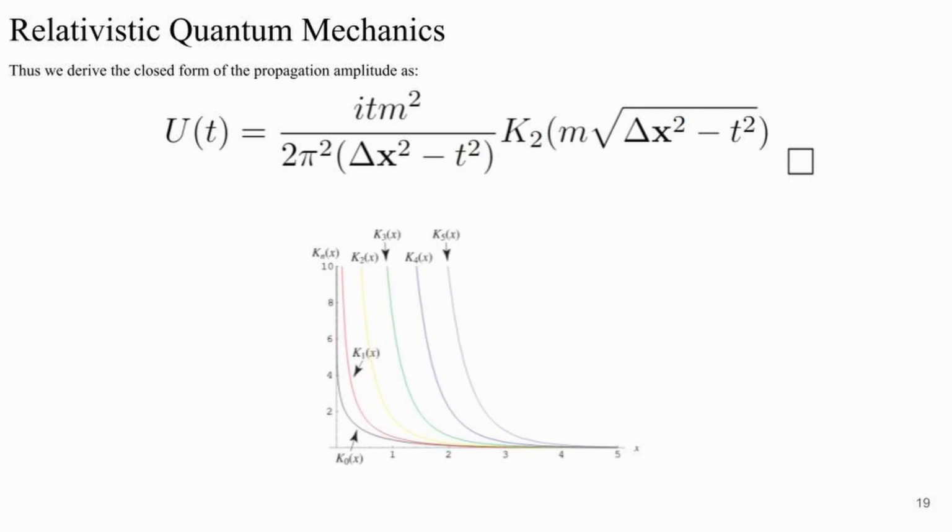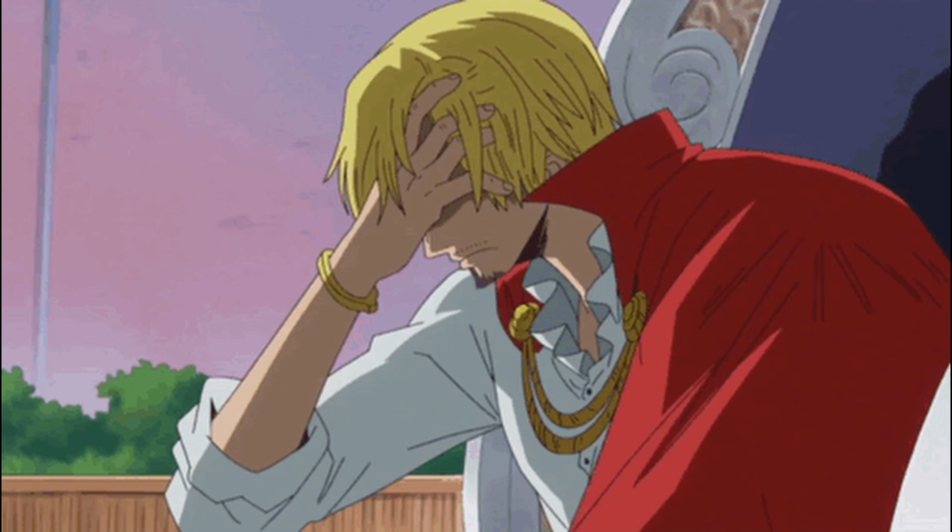I included this image from Wolfram MathWorld showing the behavior of the modified Bessel function of the second kind, which shows that it does become exponentially smaller but never completely vanishes. As a result, relativistic quantum mechanics does violate causality. So it might seem like we're cooked. We've got two theoretical frameworks that don't preserve causality.